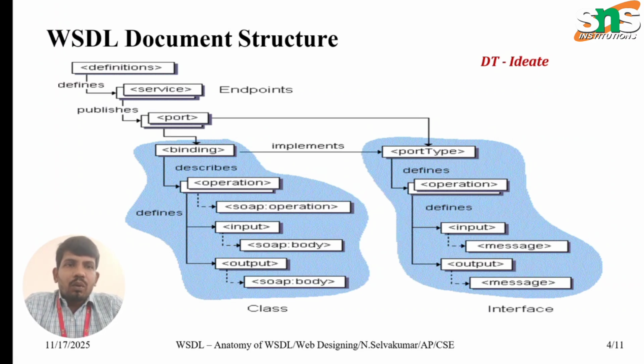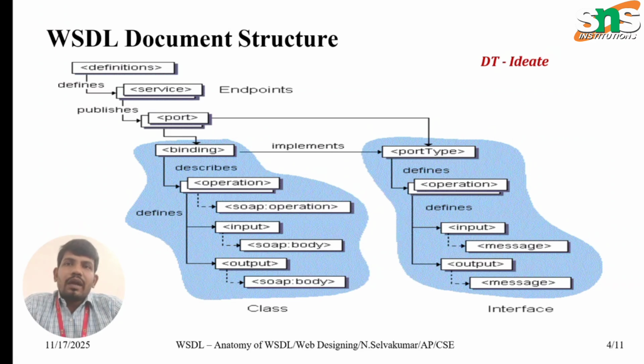The next one is the port type. It acts as an interface containing a set of related operations, similar to a class in object-oriented programming. Each operation is mapped to a message exchange and describes what actions the service provides.